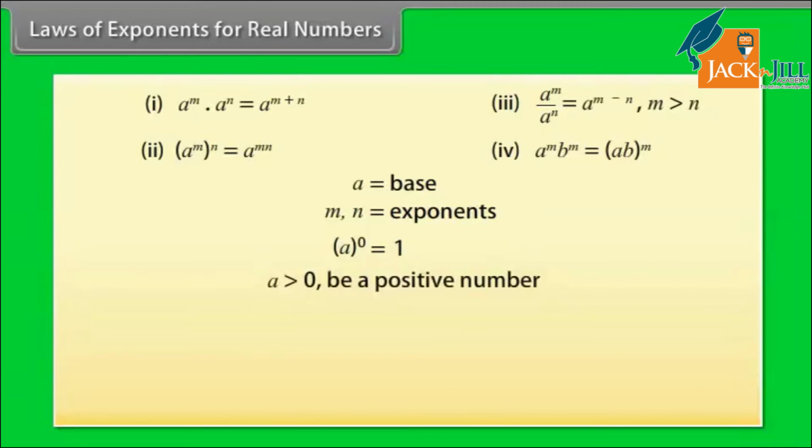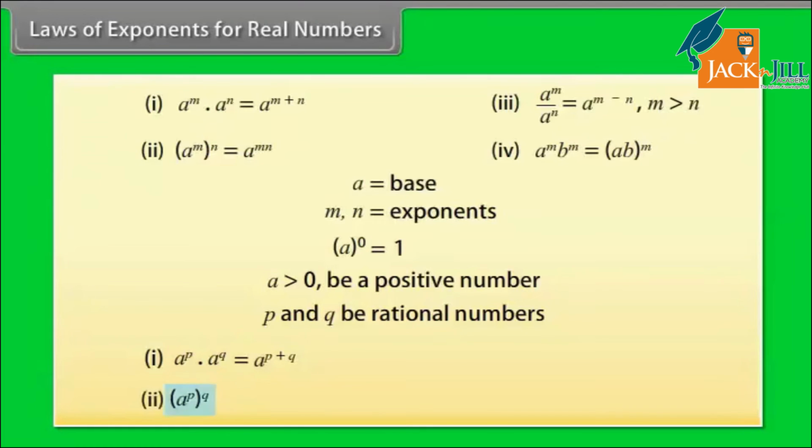Now let a greater than 0 be a positive number and p and q be rational numbers, then we can say that in multiplication, when bases are same, powers are added. Power of a power gets multiplied. In division, when bases are same, powers get subtracted. And when powers are same and bases are different and are getting multiplied, then we take the power as common.